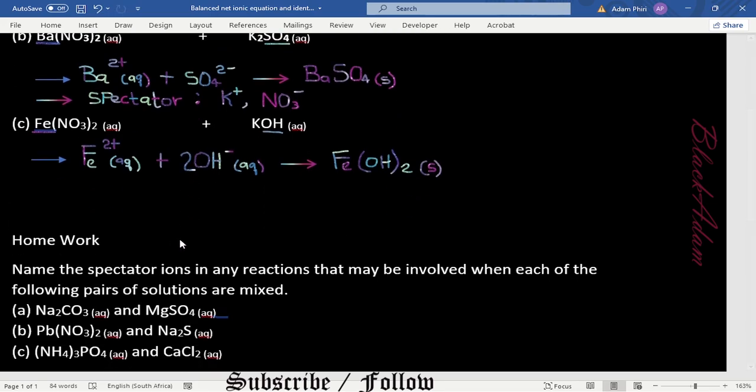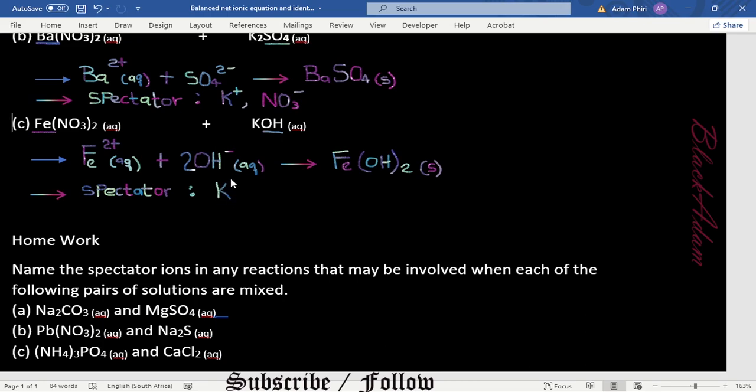Spectators are the ones that didn't participate. Once again, we have our spectators there. So these are ions that were ions before the reaction, and even after the reaction they remained ions. So they're not reacting, they're just spectating.